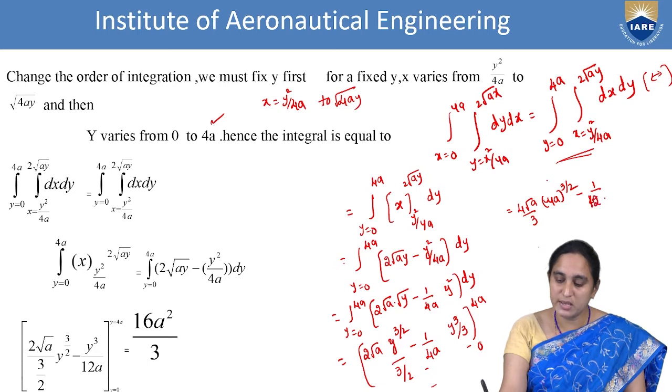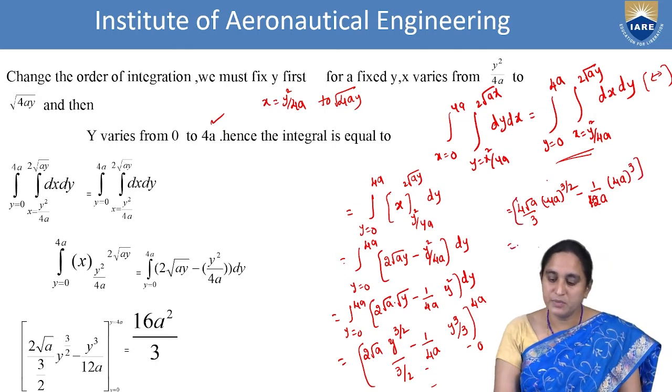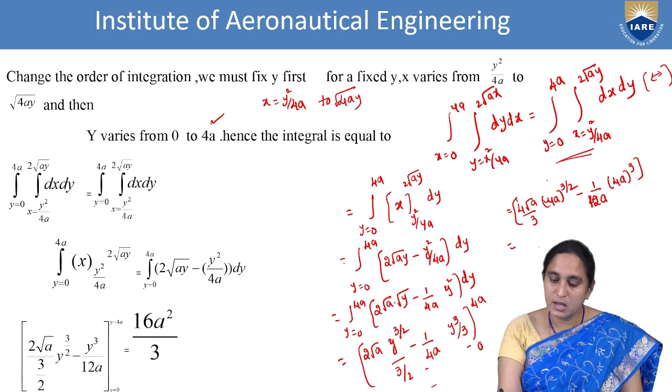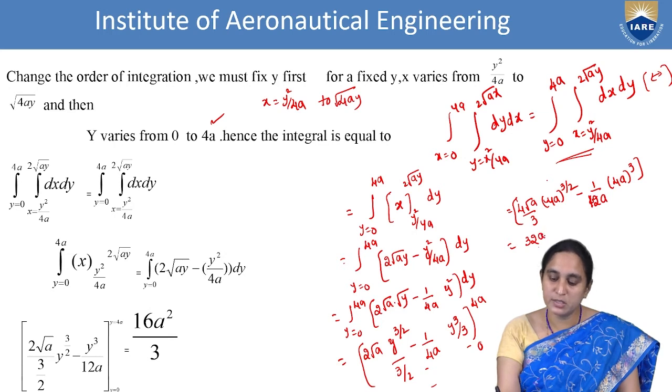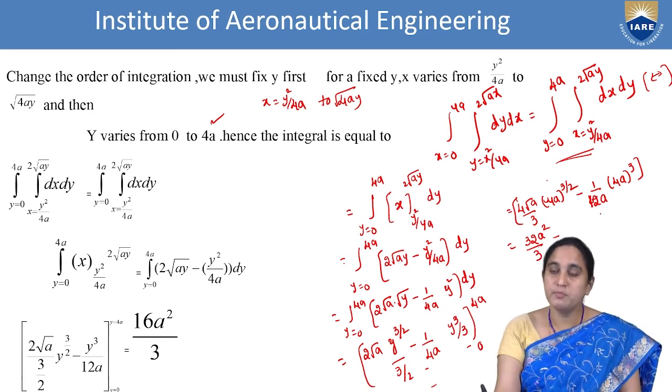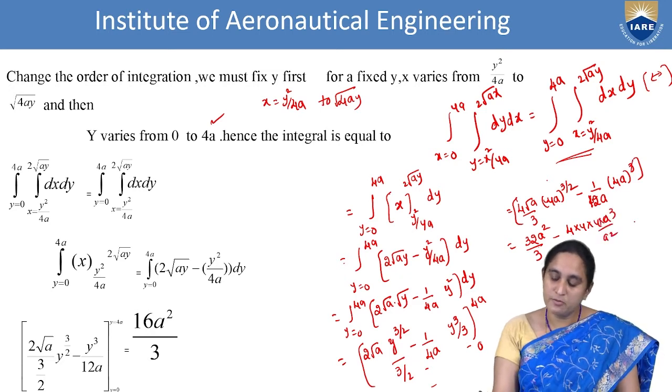4a into 3, that is 12a into 4a whole cube. From that, simplify here, that is 4 root a into 4a whole power 3 by 2. That means this is 2 square, 2 cube into 4, that is 32. 32 root a into a power 3 by 2, that is a square by 3. Minus here 4 cube by 12. 4 cube means here, that is 4 into 4 into 4 into a cube by a square. From that 12, that is 4 threes.